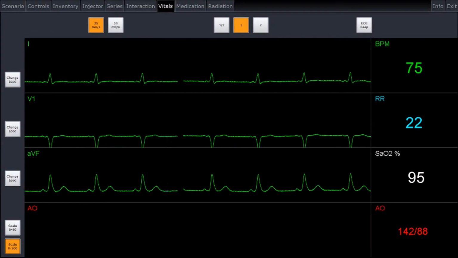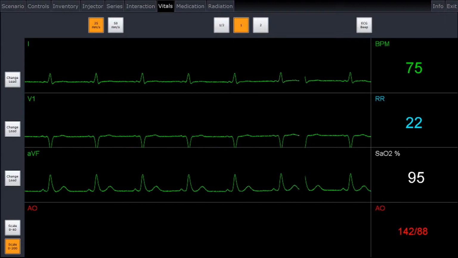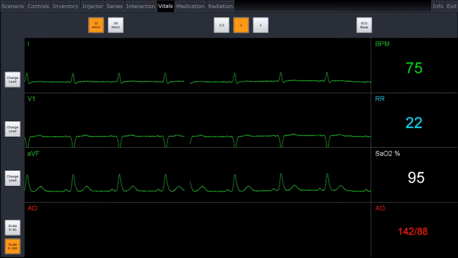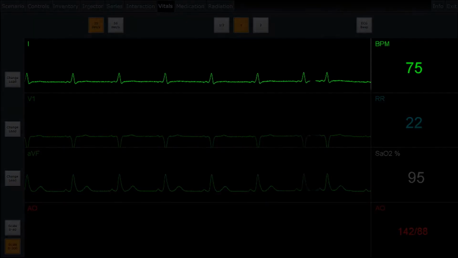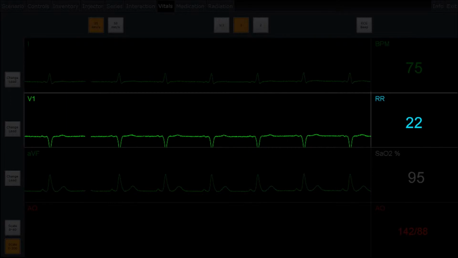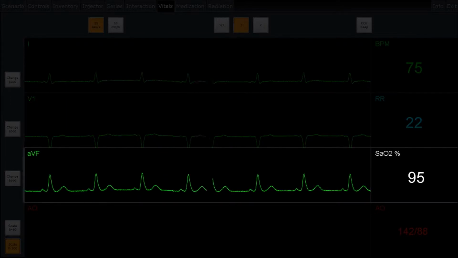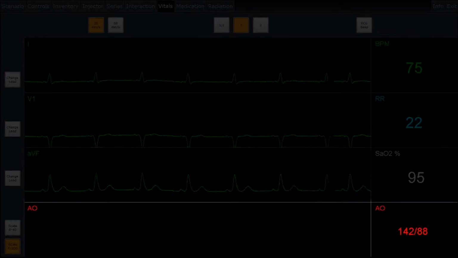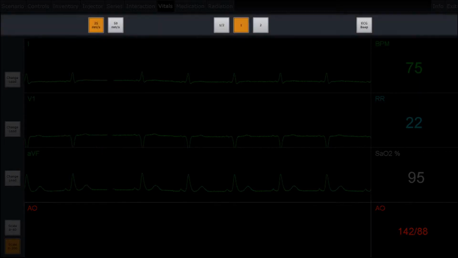Once we open the tab, we have quite a bit of information that is accessible to us. We have the 3 different ECG readouts from 3 different leads. We've got our heart rate, we have our respiratory rate, we have our oxygen saturation, and then we also have our aortic pressure.